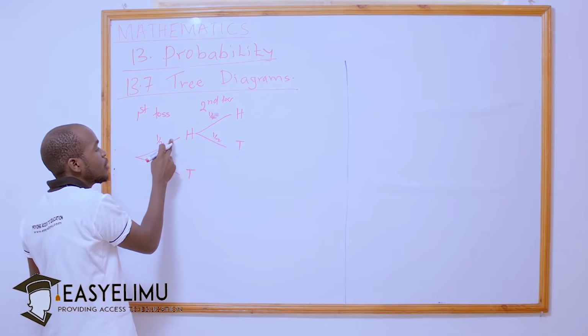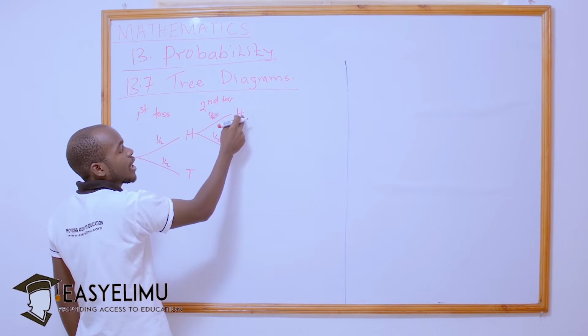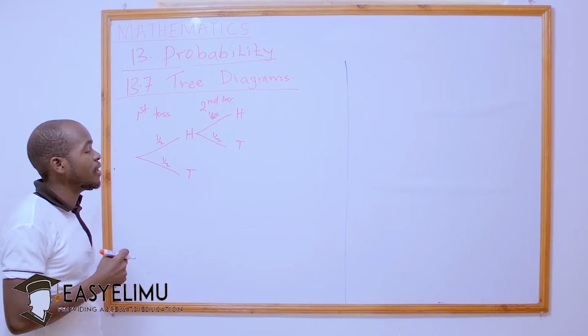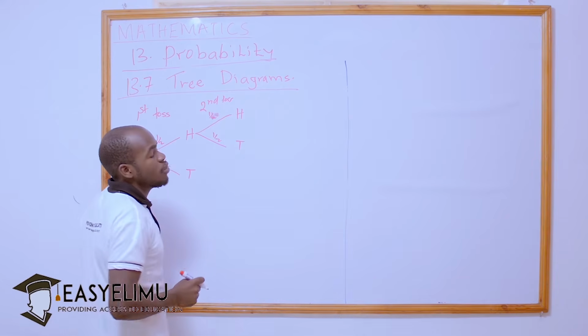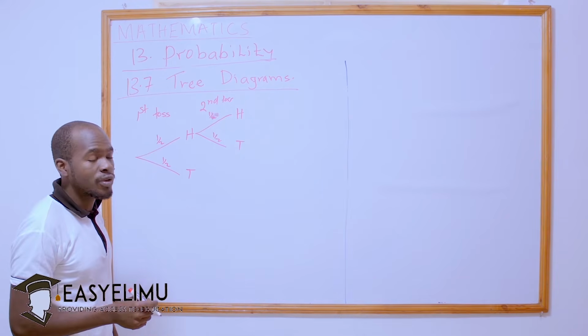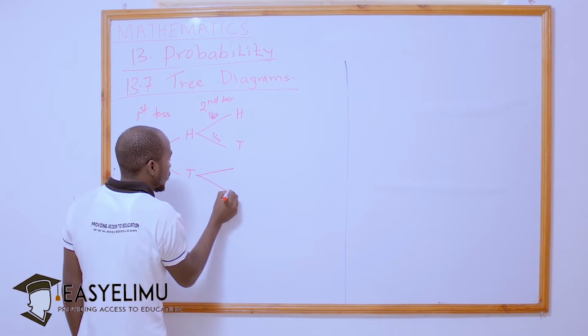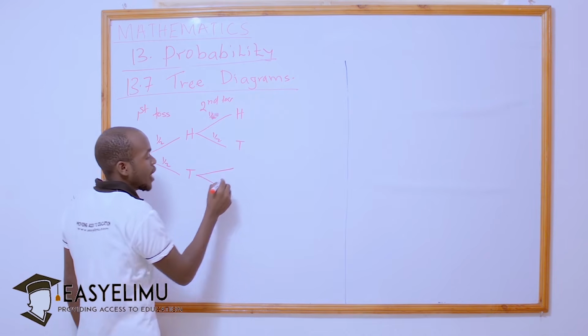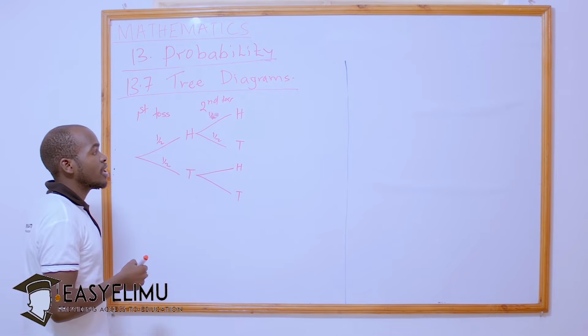The first toss and the second toss are independent events, but as you move on, you will find it will be mutually exclusive events. So for this one here, if you've got a tail, you can either get a head or a tail in the second toss.